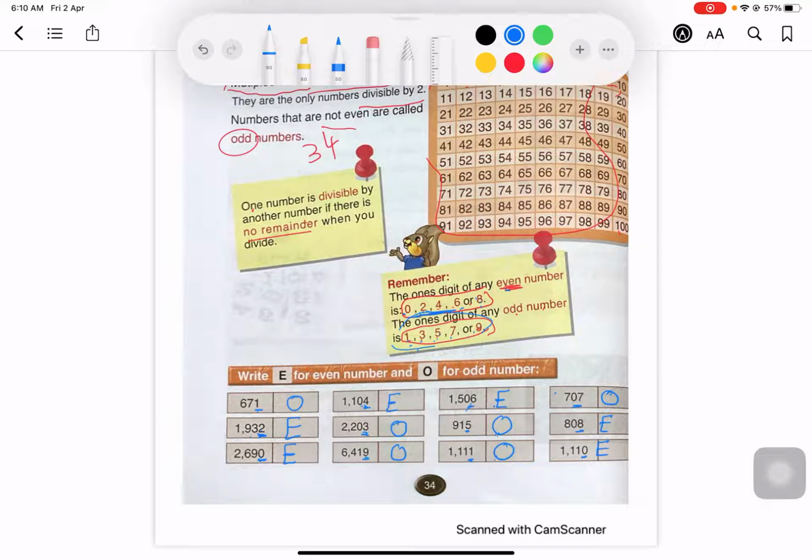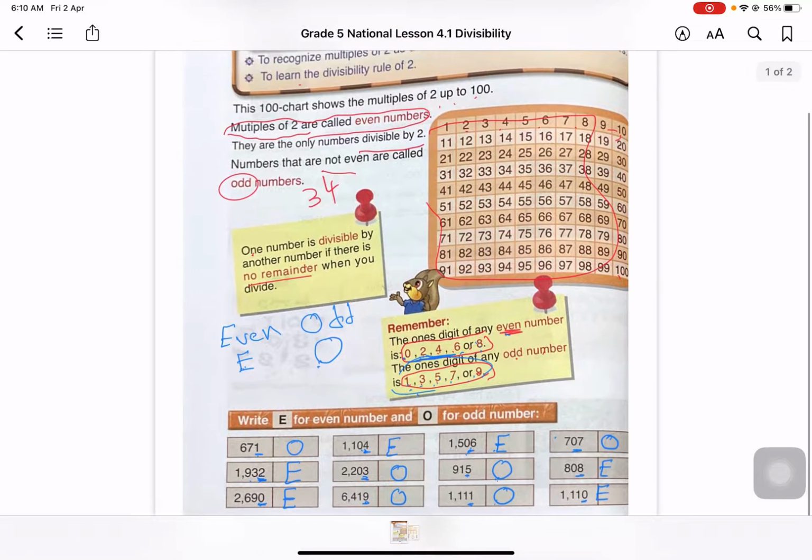So grade 5, you are going to decide if a number is even or odd by looking at the ones place. Look at the ones place and you will notice if it is 0, 2, 4, 6, 8, it's even. Instead of writing the whole word even, you are going to write only E. And for odd, you are going to write only O. Odd is عدد فردي and E is عدد زوجي. Okay? We finished page 34, grade 5. Can we move to page 35, please?